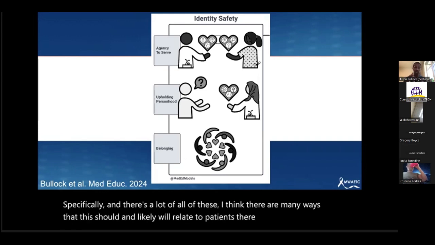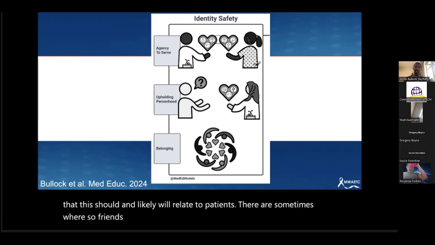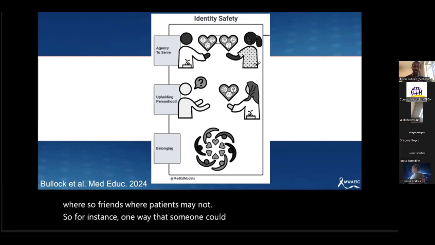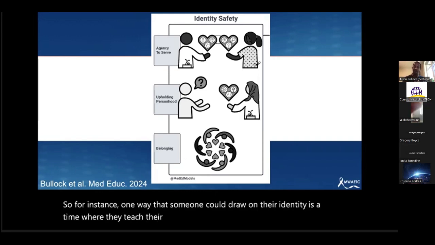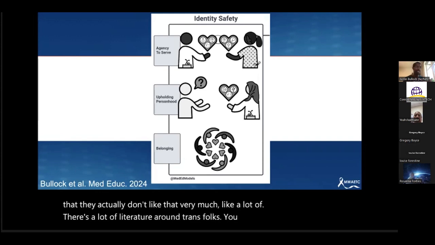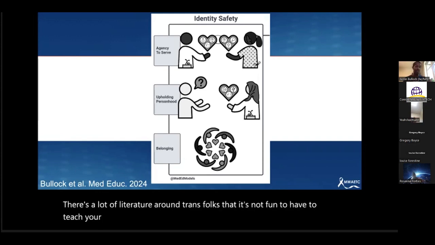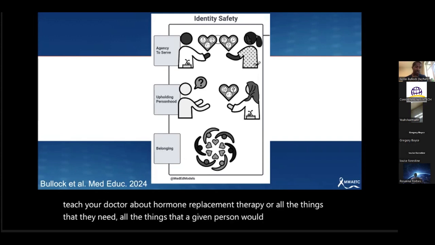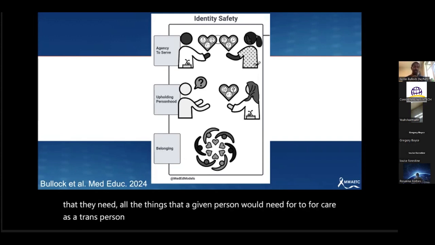For instance, one way someone could draw on their identity is a time where they teach their providers. There are some patients who say they actually don't like that very much. There's a lot of literature around trans folks, that it's not fun to have to teach your doctor about hormone replacement therapy or all the things a given person would need for care as a trans person. So we're curious to unpack what this agency to serve means for people.